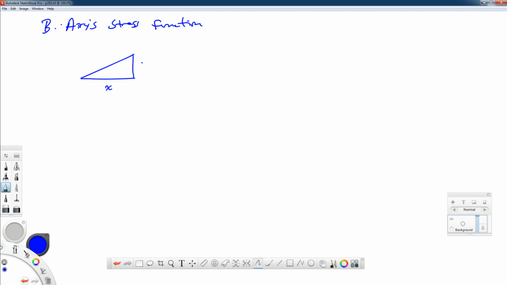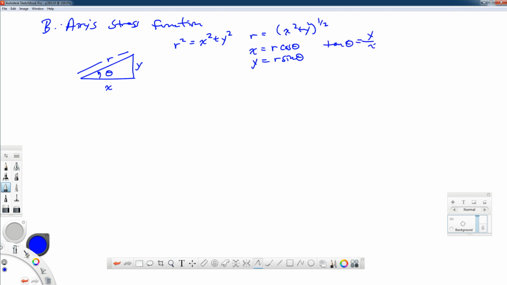If we go over x and up y, and call this angle theta and this side of the triangle r, then we have the relationships from the Pythagorean theorem that r squared is equal to x squared plus y squared. Or if we want to solve for r, that's equal to x squared plus y squared to the 1/2 power. We have x equal to r cosine theta, y equal to r sine theta. The tangent of theta is equal to y over x, and theta would be the inverse tangent of y over x.